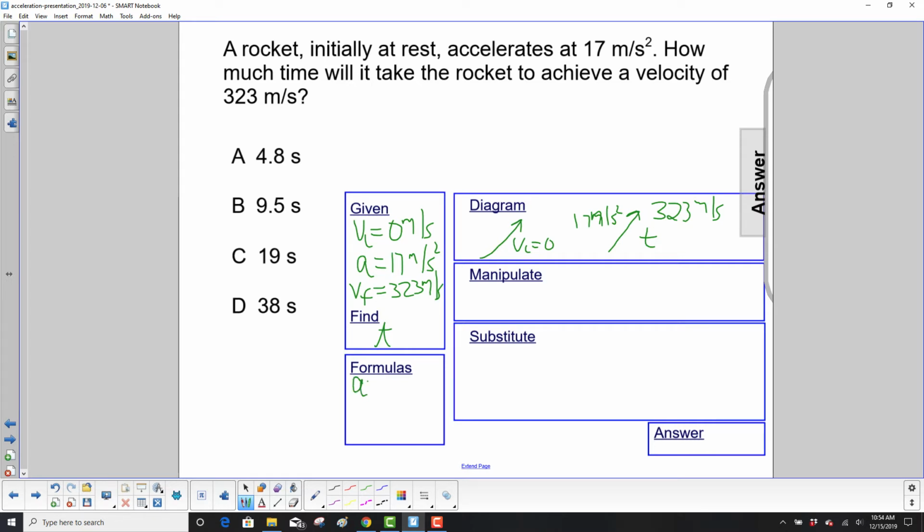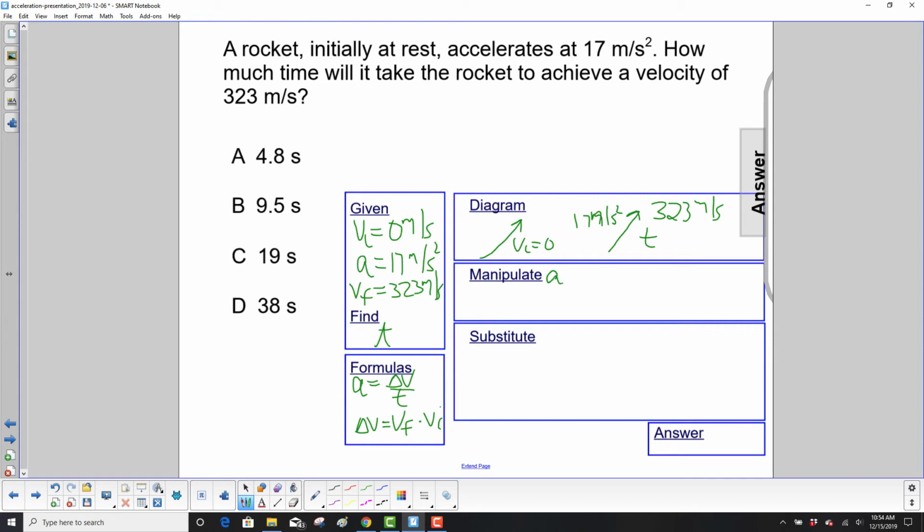One, the first one, the big one here: the acceleration is delta v over t, where delta v equals v final minus v initial. Well, in this case, for the delta v, that's easy. The initial velocity is 0, so our delta v is just v final.